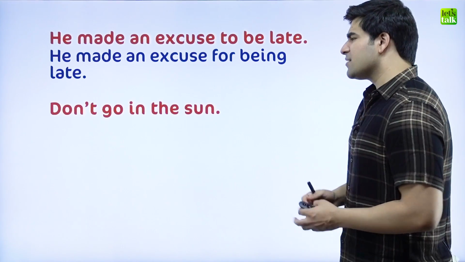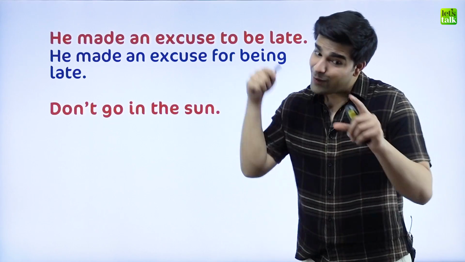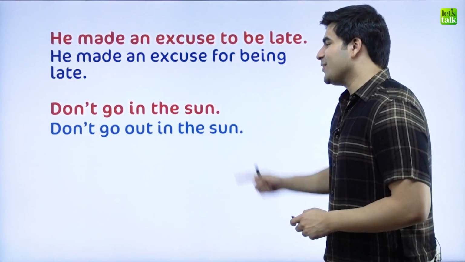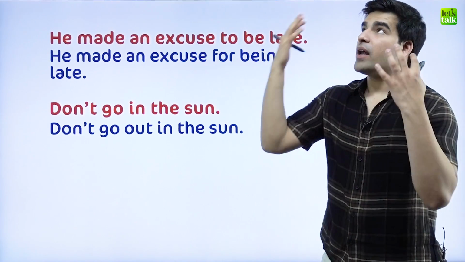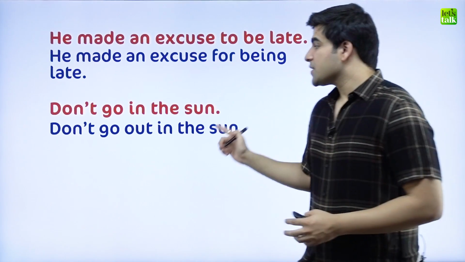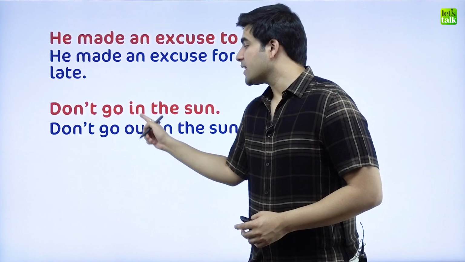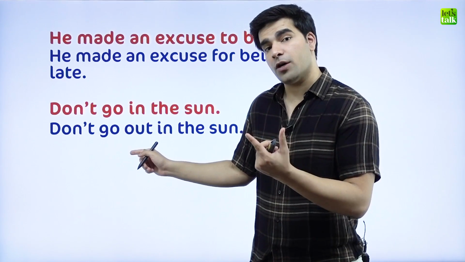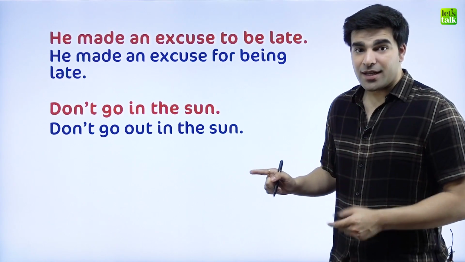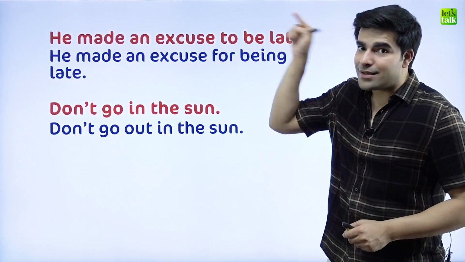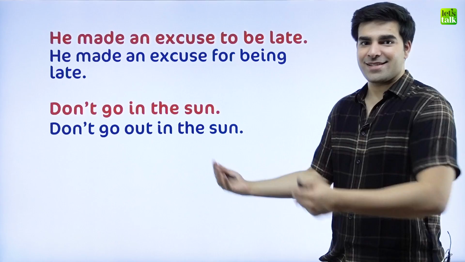The next one is "don't go in the sun." You don't go in the sun. You say "don't go out in the sun," when you have the exposure to sun. So immediately after go, we say out. It's a phrasal verb to be used together. Go out in the sun. So next time, don't say "in the sun." Say "don't go out in the sun."